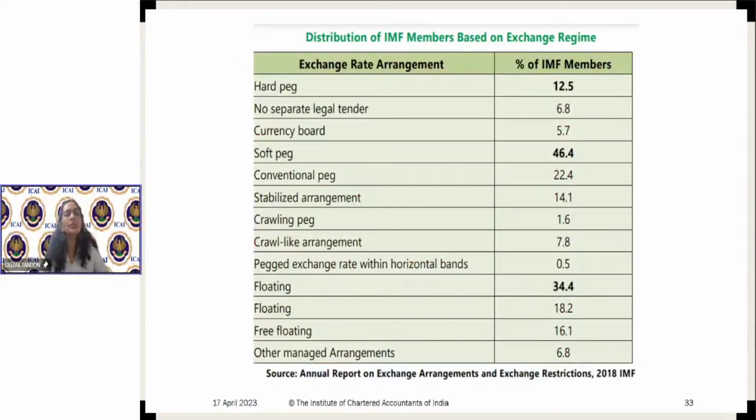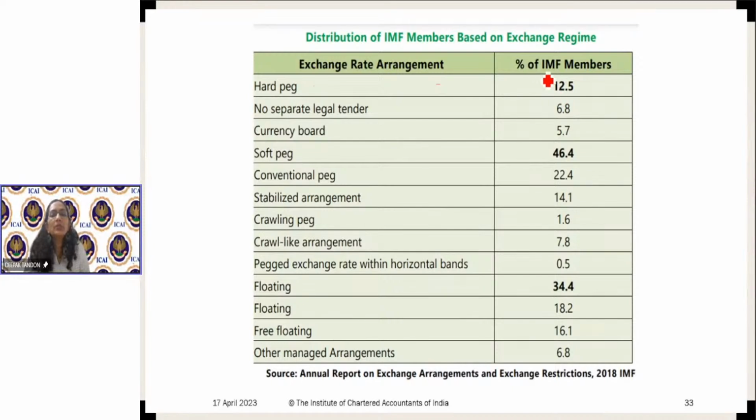Okay, so you see here, hard peg we have shared. Hard peg is a fixed exchange rate, where the monetary authority, the central bank, has only one job: to maintain the exchange rate. They cannot take care of inflation. They cannot take care of recession. They cannot take care of unemployment. They cannot take care of economic growth of the country. They are responsible only for taking care of the exchange rate. That's the drawback of hard peg.